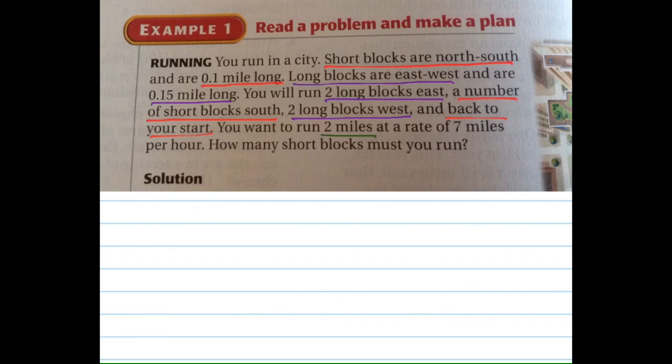Sure. But it also tells me that if they're not asking how long I'm running, or if I want to complete this in a certain amount of time, or anything like that, then 7 miles per hour, the speed at which I run, is not pertinent information. I don't need that. Sometimes they'll throw in little bits of extra information just to mess with you. If they also asked how long it took me to run, then that would be important.